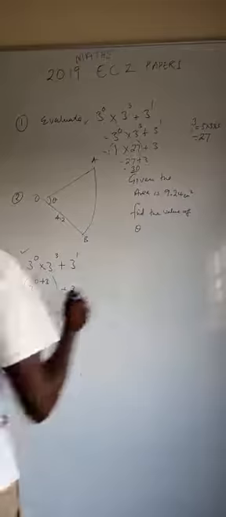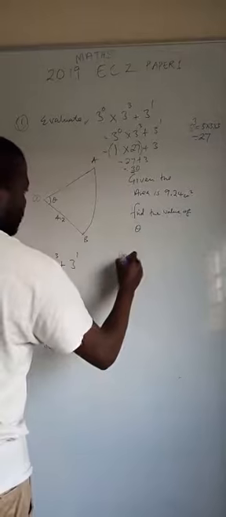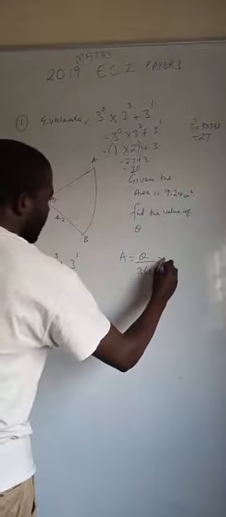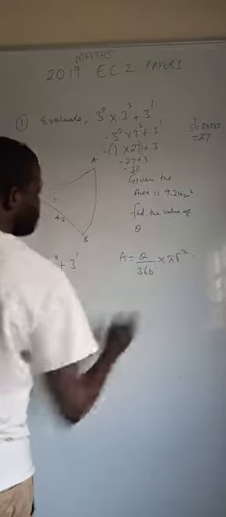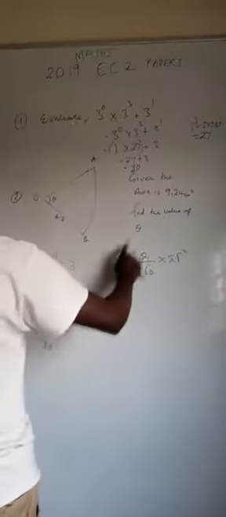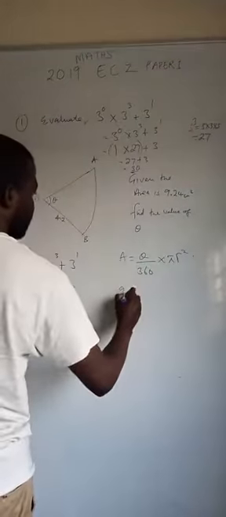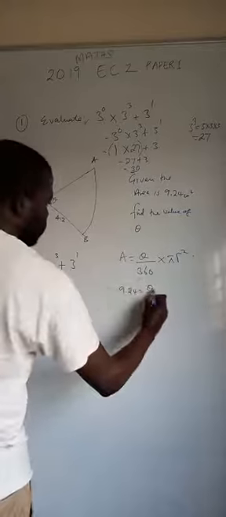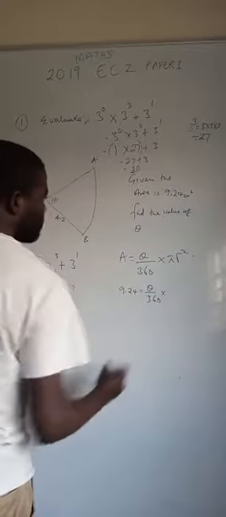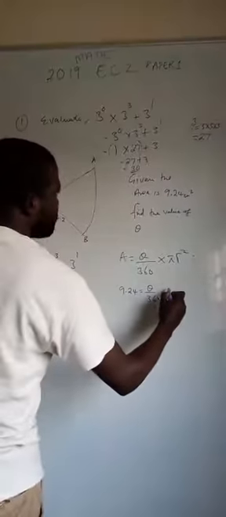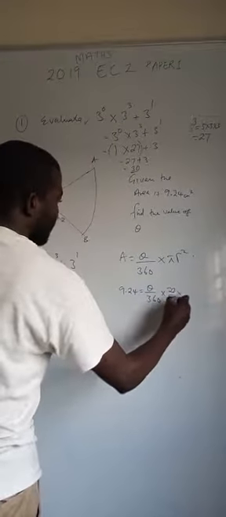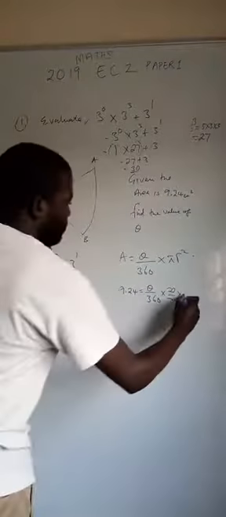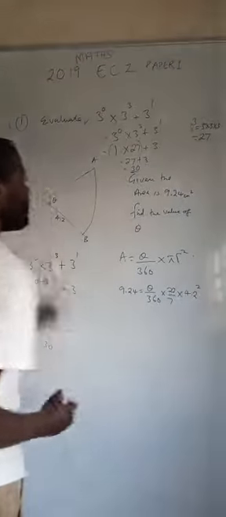How do you find the value of theta? So the first thing you do, you write first the area of the sector. It is theta divided by 360 times pi radius squared. Now, they're saying the area is 9.24. So on area here, I put 9.24 is equal to, I'm looking for theta. So theta, I do not know, over 360 times, what is my pi? My pi is 22 over 7 times. What is my radius? My radius is 4.2 squared. That is my radius.